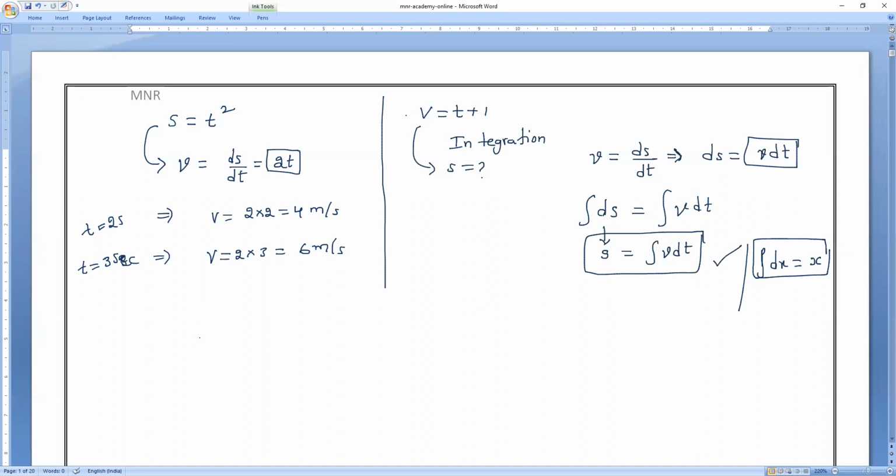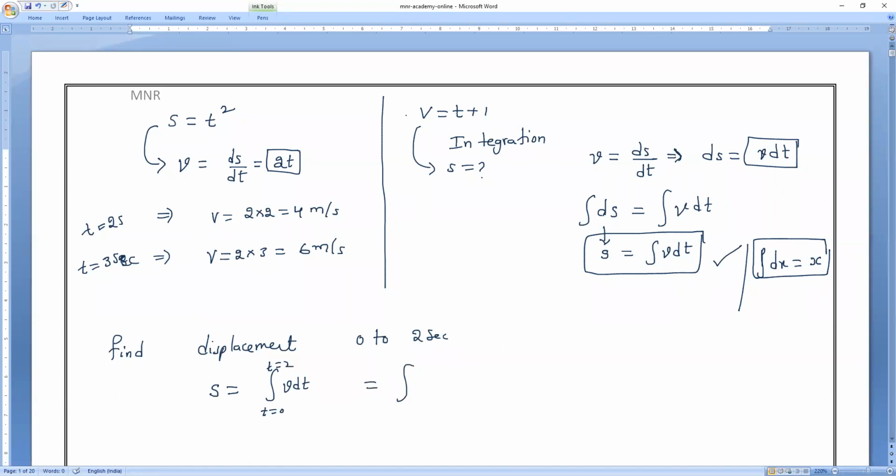Now find the displacement between 0 to 2 seconds. I'm giving the limit, so is it a definite integration or indefinite integration? I'm giving the definite integration. Find the displacement from 0 to 2 seconds. That is your limit. So what is the function? s is equal to integration of v dt, and the limit is time t equal to 0 to 2. That's all. So apply it now.